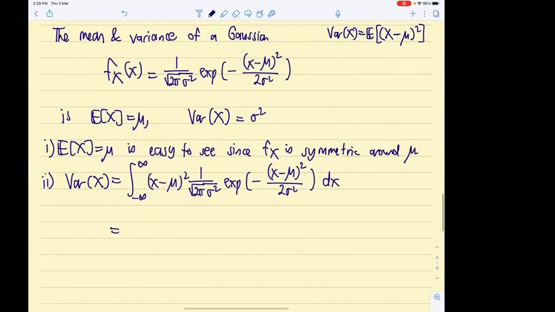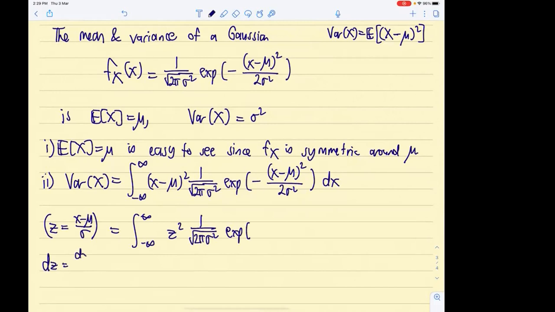Now, at this point, the natural thing to do is to define z to be (x minus mu) over sigma. So that is the change of variables formula. And we have z squared, 1 over square root 2 pi sigma squared, e to the, now you have to remember dz equals dx over sigma. So this is minus z squared over 2, and dx is sigma dz. Now, I do not know how you learned this, but that's how I learned it, right?